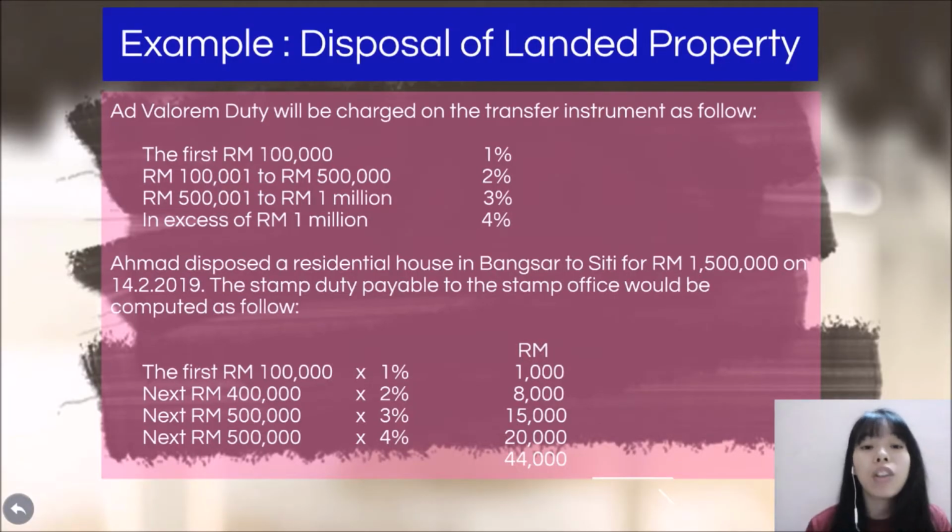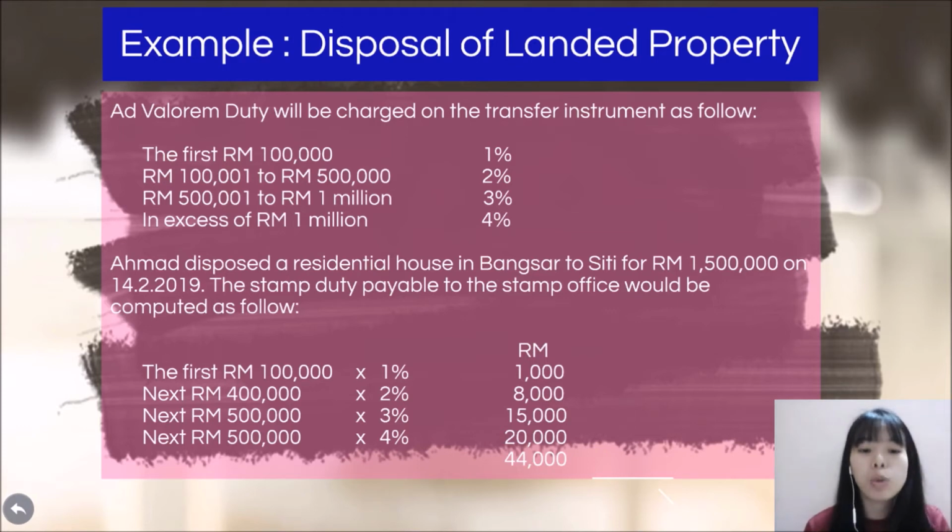So let us have a look at the example. Disposal of landed property. The rate of ad valorem duty will be charged on the transfer instrument. The first 100,000 will be charged at 1%, and 100,001 to 500,000 will be charged at 2%, and 500,001 to 1 million will be charged at 3%, and in excess of 1 million will be charged at 4%. So this is the example given.